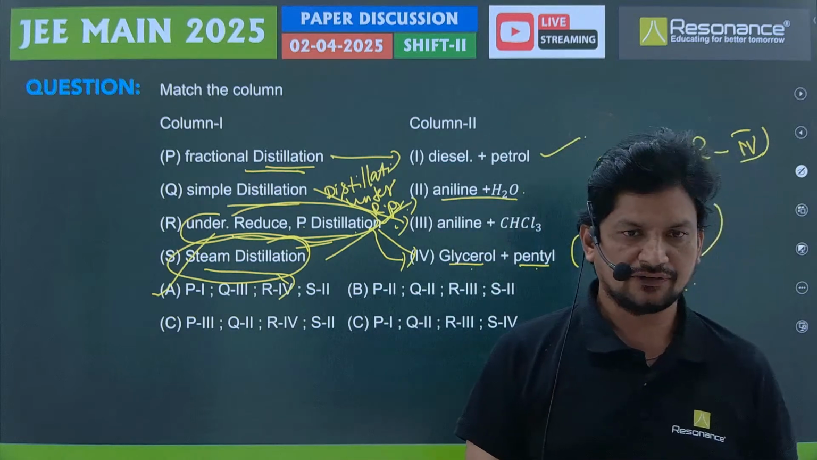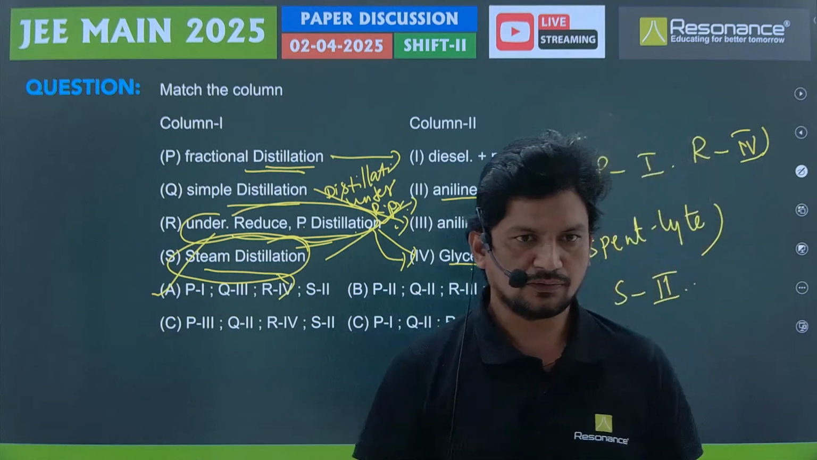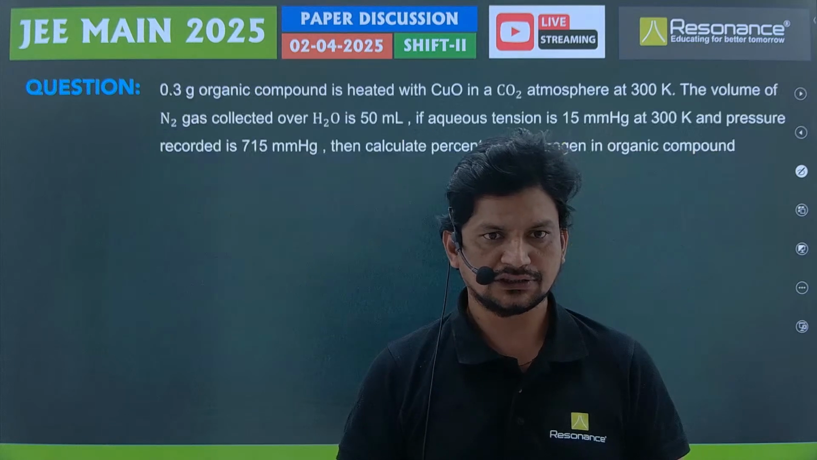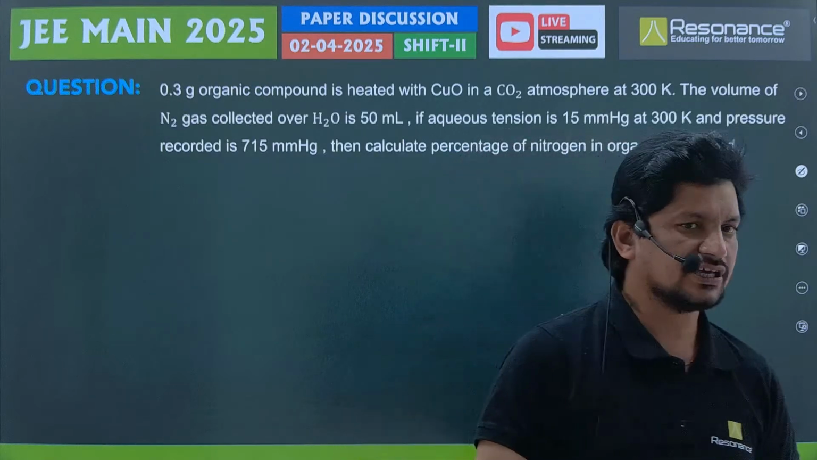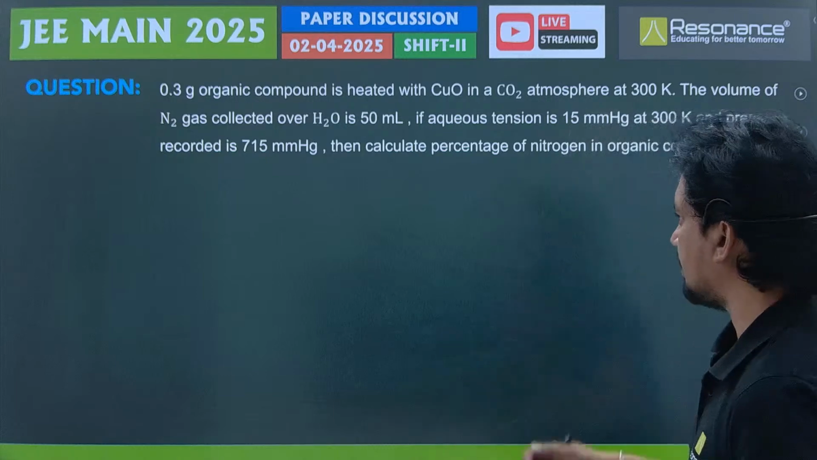So this is given from organic chemistry, from qualitative and quantitative analysis. It is a direct NCERT question. Right, what is the next question? Let us see.